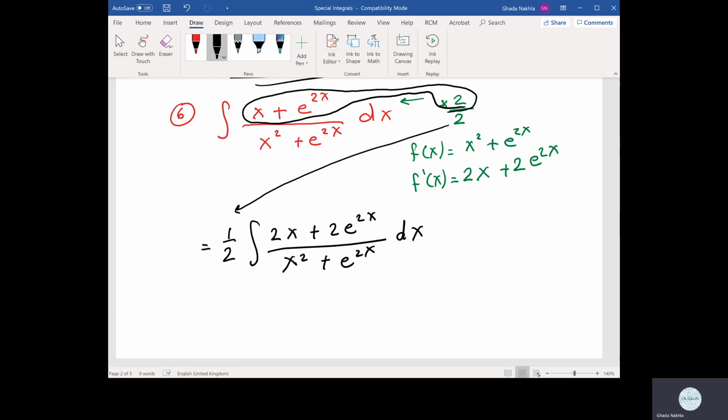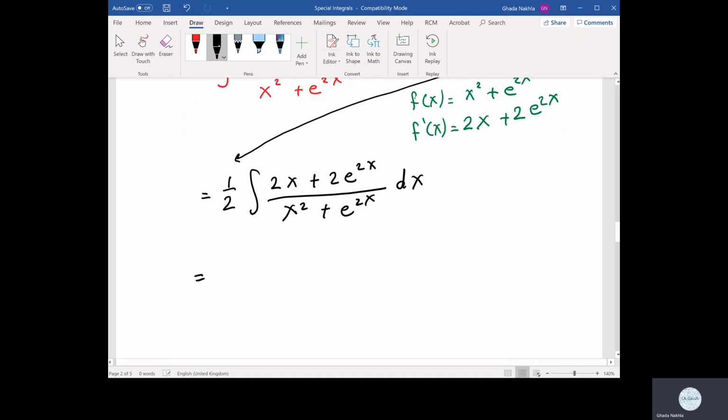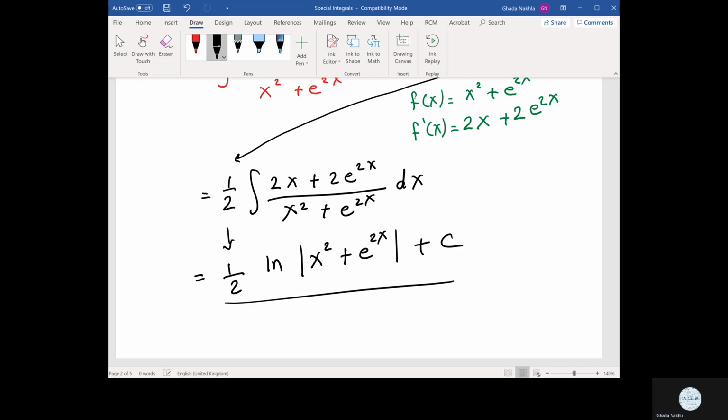Is now the top, the numerator, the derivative of the bottom, the denominator? And the answer is yes, it is. Therefore, half stays the same, and your answer is ln f of x, whatever f of x is, just write it down there, plus c. Half ln mod of x squared plus 2x plus e to the power of 2x plus c.